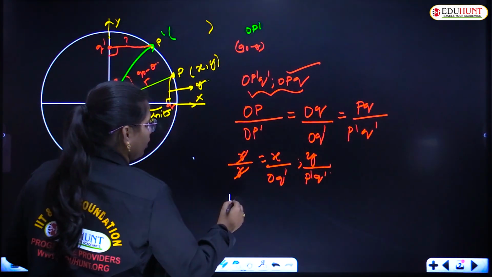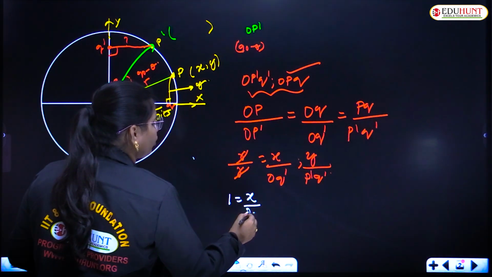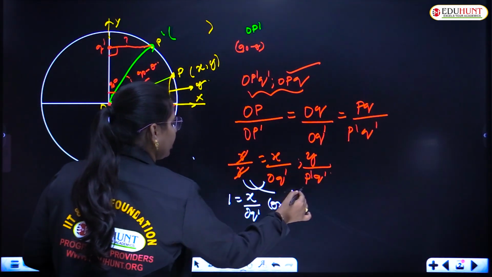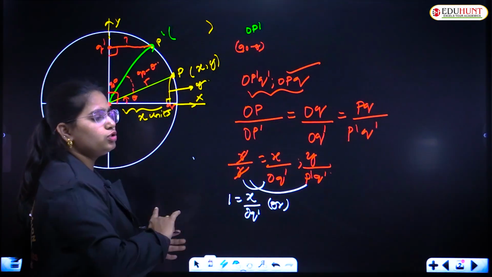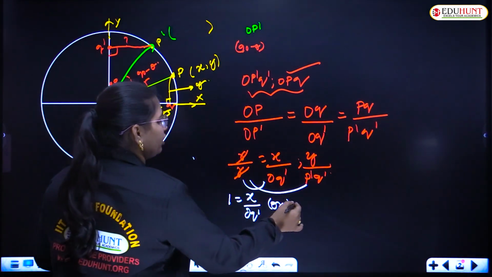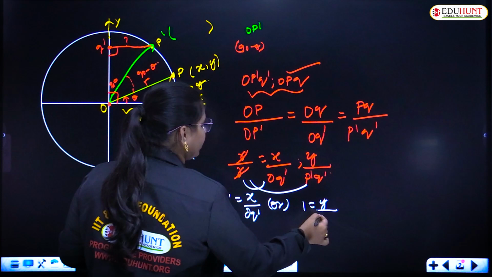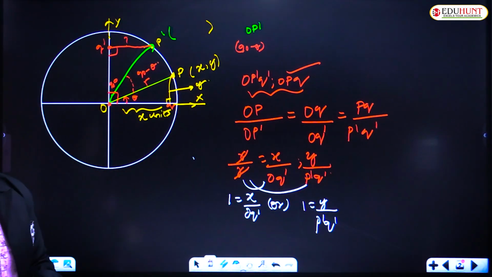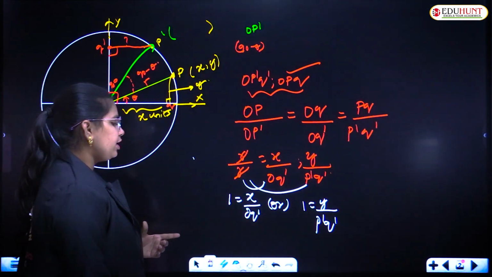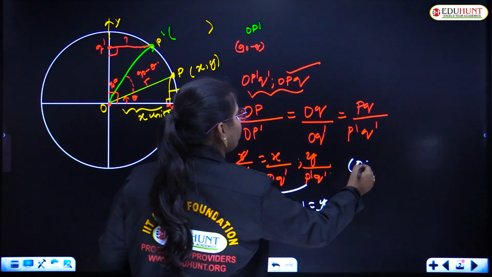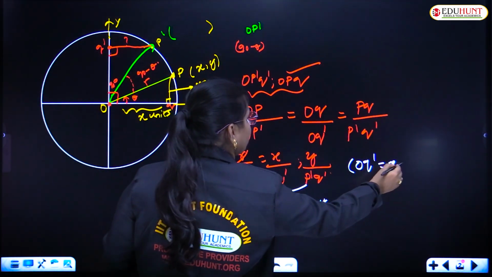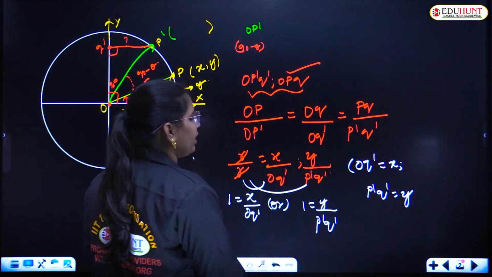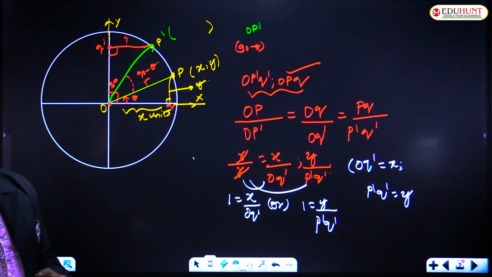So what am I doing? 1 is equal to X by OQ dash. Like A equal to B, A equal to C, I can make both things equal. So 1 is also equal to Y divided by P dash Q dash. Correct. So what do I need to find? OQ dash is getting X and P dash Q dash is getting the value Y.